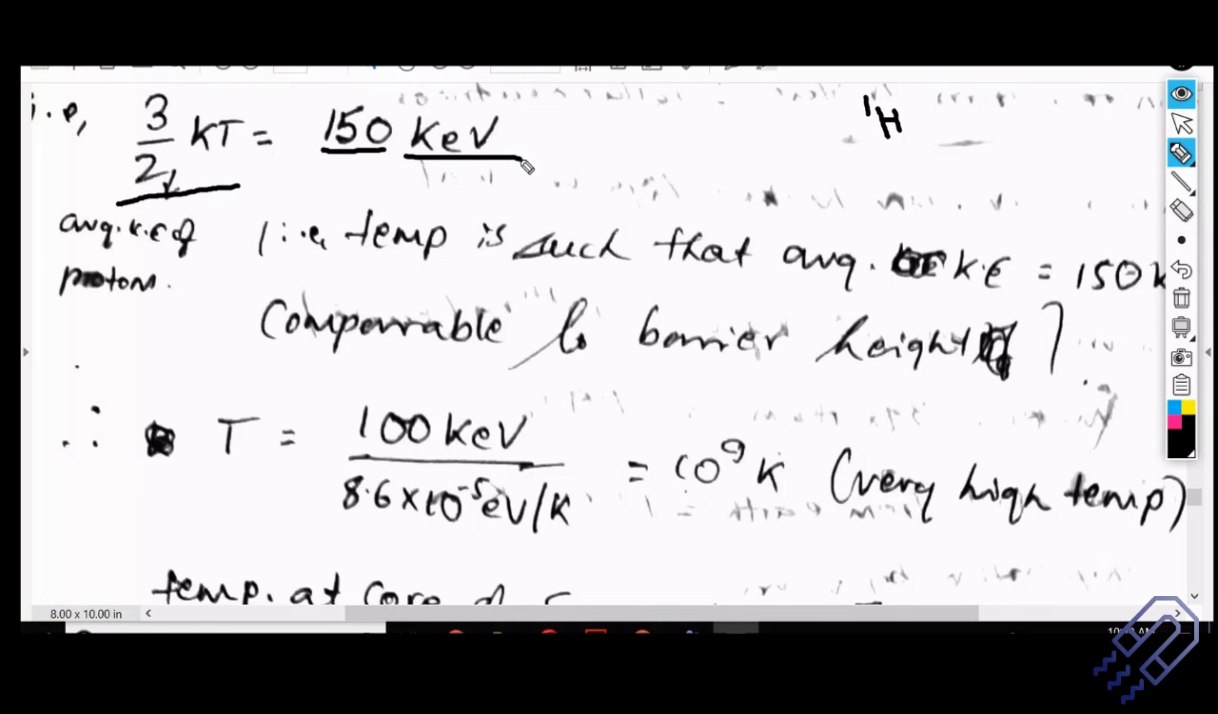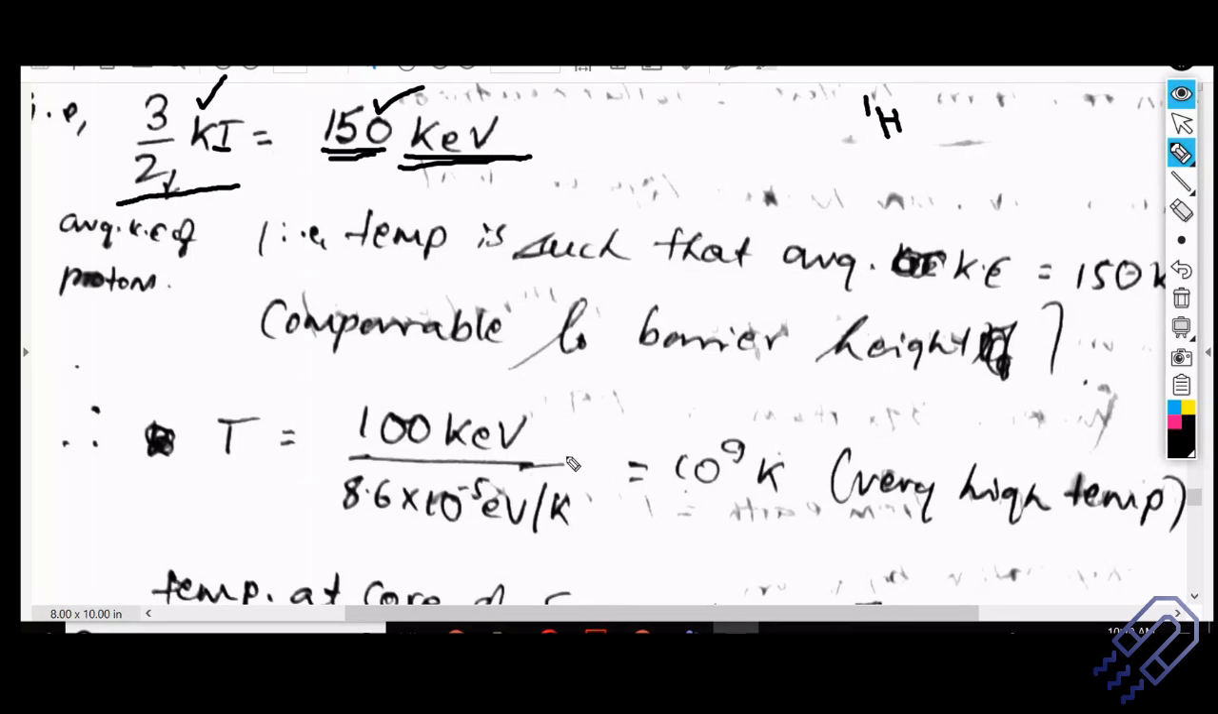Z1 Z2 e squared divided by 4 pi epsilon naught R, where R can be calculated from R naught A to the power 1/3, right? So you can do all your calculations. You'll see the range is 150 kilo electron volts, 10 to the power 3. So now I know what k is and I know the Coulomb potential, and then I can do my calculation and find out the value of the temperature.